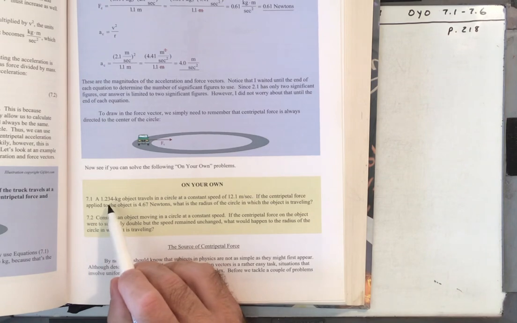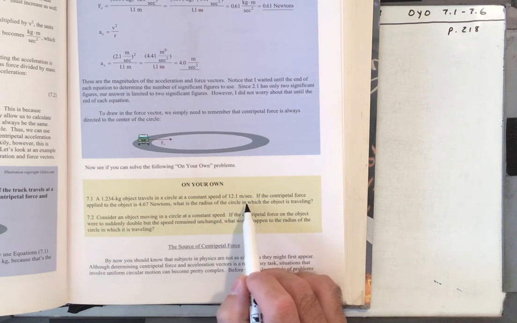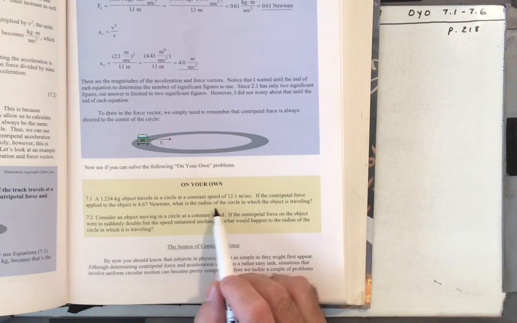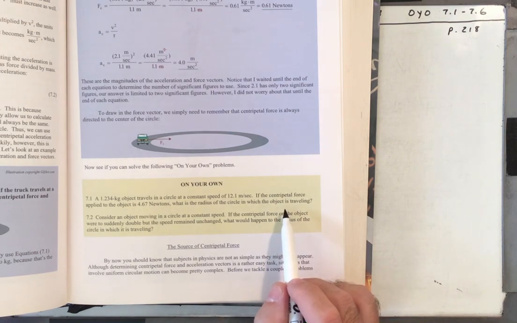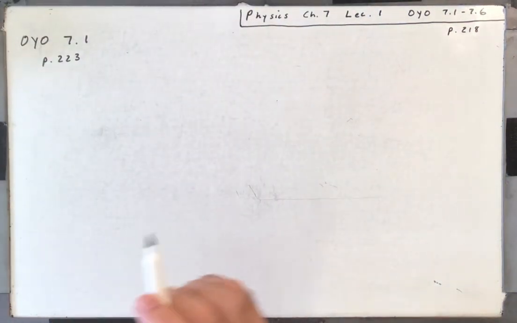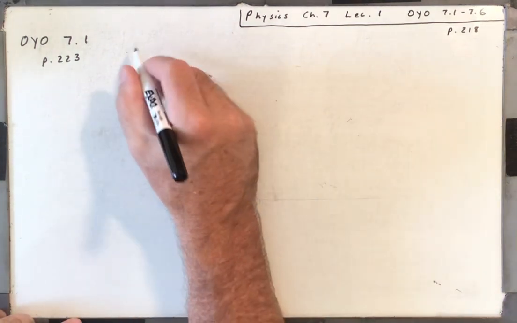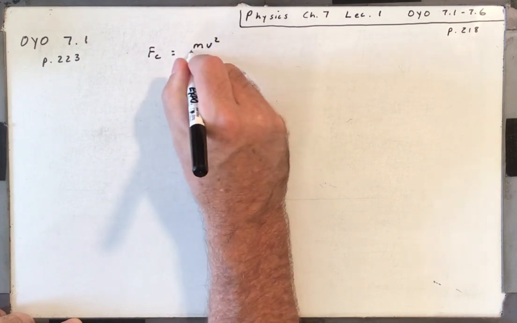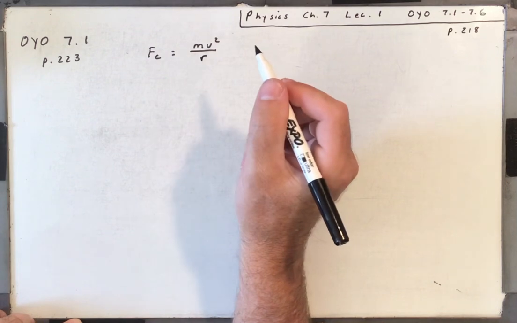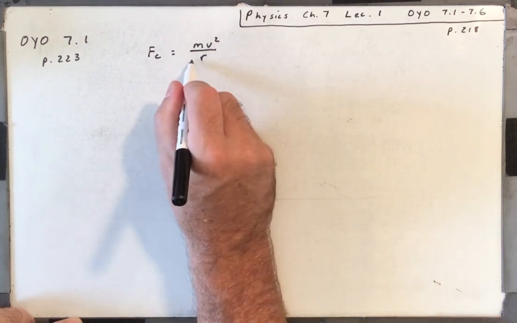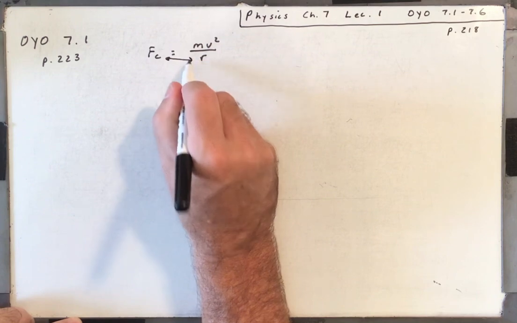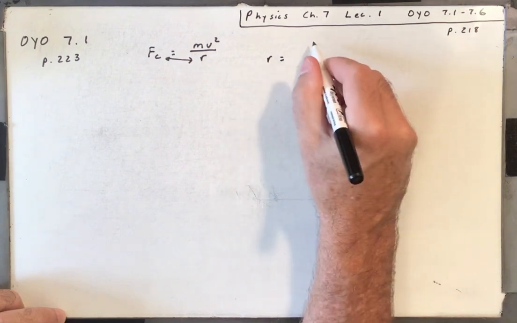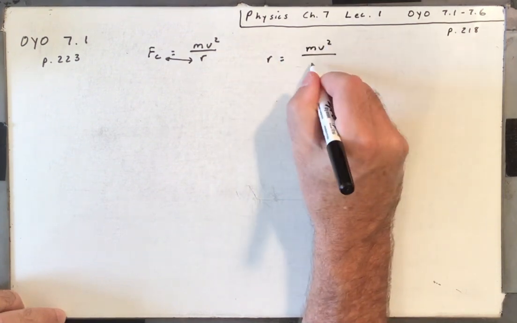It says a 1.234 kilogram object travels in a circle at a constant speed of 12.1 meters per second. If the centripetal force applied to the object is 4.67 newtons, what is the radius of the circle in which the object is traveling? A lot of times our first problems are just plug and chug type problems, so we can learn the equation. So we have the centripetal force is mv squared over r. We want to know the radius. If you're solving for the one on the bottom, you're just going to switch it with the one out front, right? That's our algebra that we learned in chemistry. So r is mv squared over F sub c.